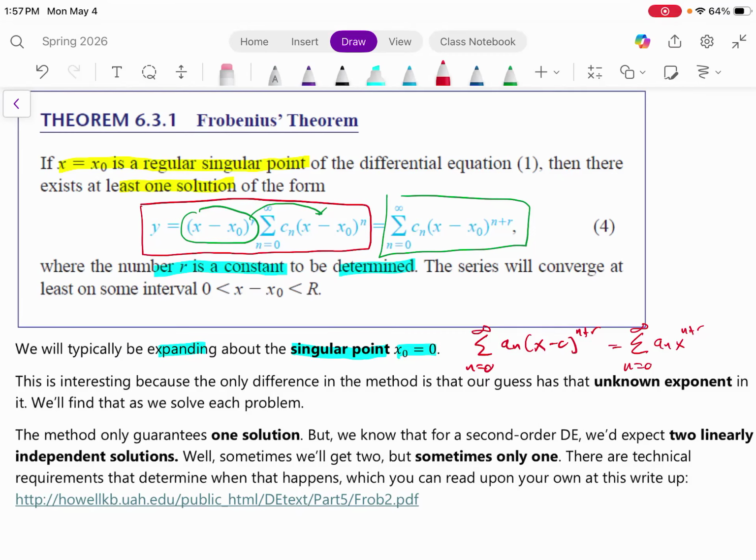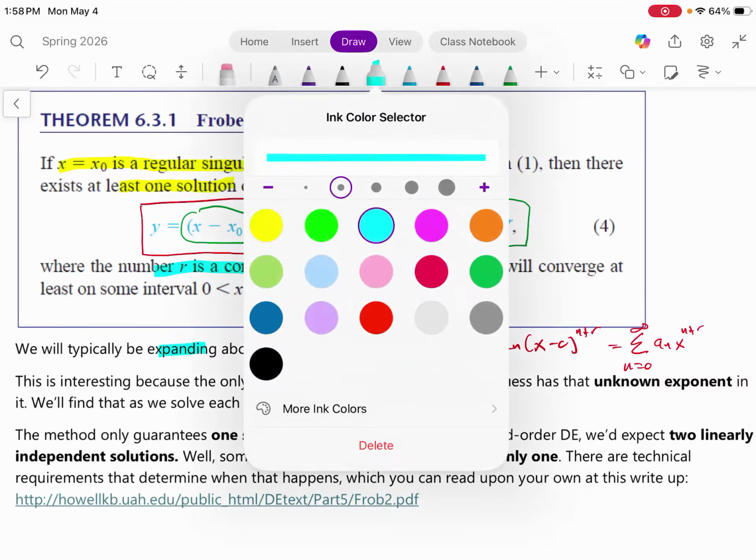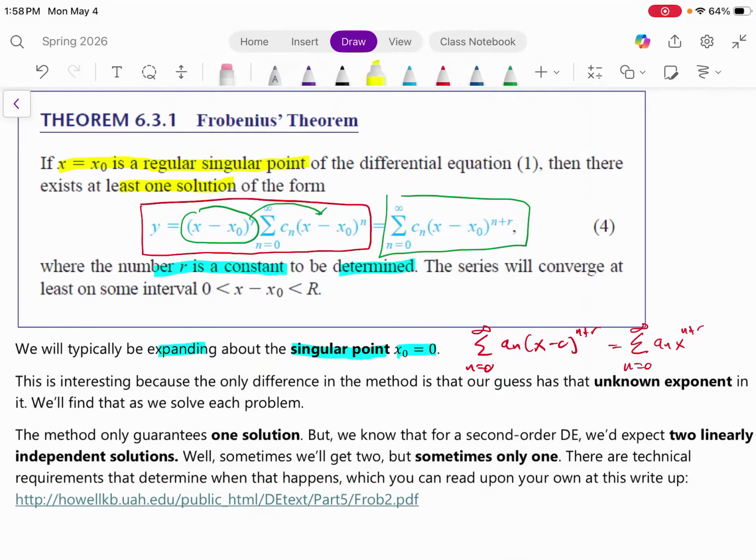And okay, so a couple other things. The only difference in this method, as we've seen in chapter 6, is that we have that unknown exponent, and we're going to go ahead and find it for each problem. So, that unknown exponent r, we have to figure out what it is because it's part of our solution.